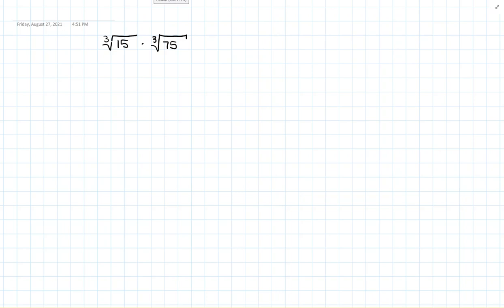So in simplifying radicals that have the same roots, you have a couple of choices, especially if there's just numbers under them. One thing you could do is multiply the 15 times the 75 and then put them under the same root symbol. So this would be the cube root of, and then when multiplying those together, it's 1,125. Then you've got to go down your perfect cube list and see which of those numbers divide evenly into 1,125.